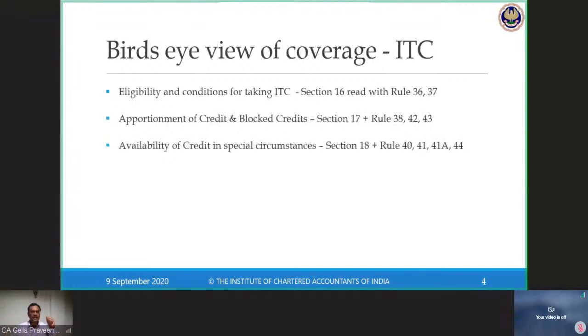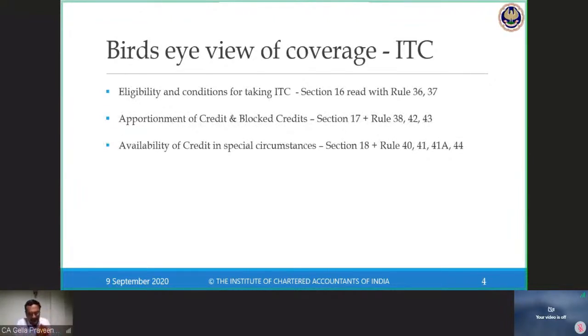Availability of credit in special circumstances. This is one sub-chapter which deals with this: assume that from July 17 I have been in business, but I have not taken registration under GST law because I was not supposed to, based on the threshold limit. If I decide, say in September 2020, to get registered, what will happen to my purchases lying in my closing stock? Or if there is a sale of one entity as a going concern to another entity, what will happen to the input tax credit which is accumulated?